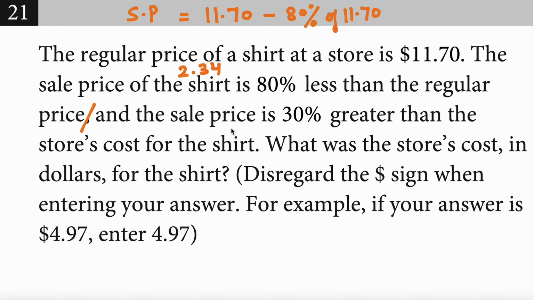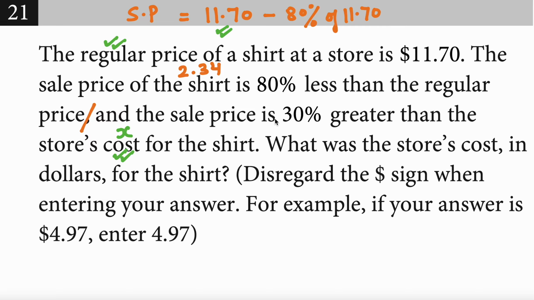And the sale price is 30% greater than the store's cost for the shirt. Now here is a concept. Whatever is the reference price, for example, in the first situation the reference price is the regular price because we are comparing the sale price with the regular price. And that is why we took 11.70. Now the sale price is 30% greater than the store's cost. So here this is the reference point, and we don't know that, so let's take it as X.